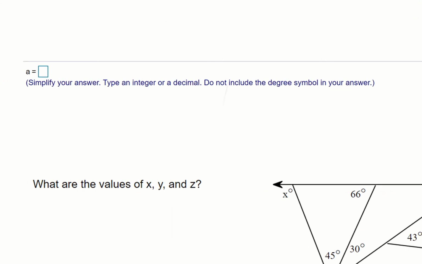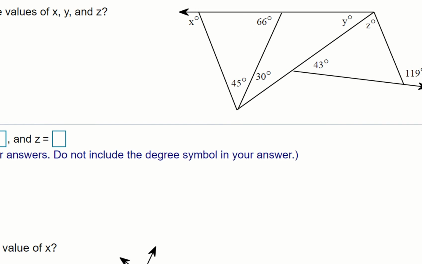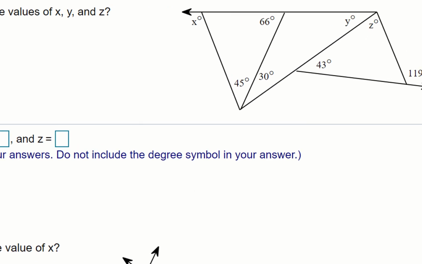Okay, so what are the values of x, y, and z for this triple triangle scenario? All right, so let's do x. We have here a triangle. We're focusing on this triangle with this exterior angle. That's an exterior angle, so we'll do that in red. The exterior angle is equal to the sum of the two remote interiors. So x is equal to 66 plus 45.